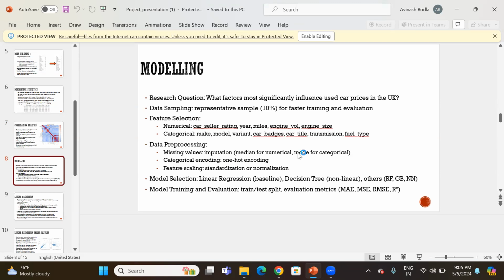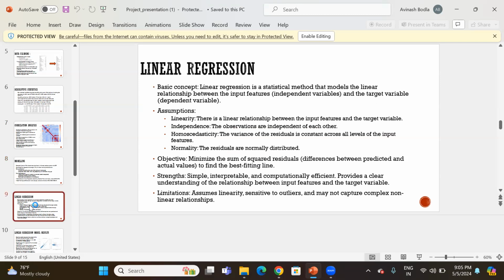For the model selection, we used linear regression, decision tree, and others. For training and evaluation, we split the dataset into a training and test split, with evaluation metrics.